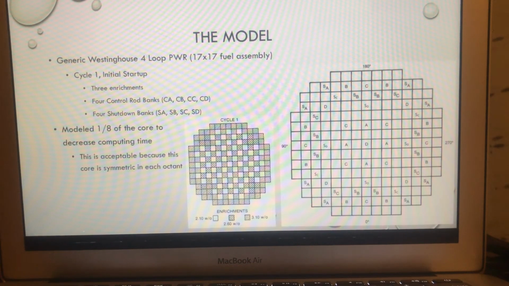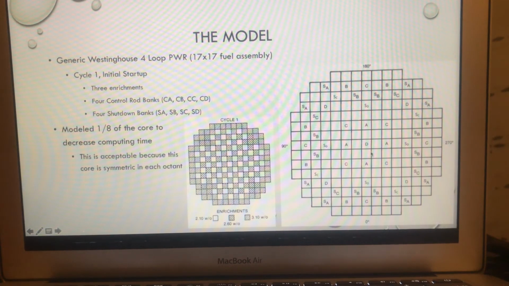Control banks are banks that can generally be inserted during operation, especially control bank delta, which is moved in and out occasionally in operation to control power. Shutdown banks are not inserted during operation. They're just there to be able to safely shut down the reactor in the event that they need to shut down fast. So as you can see here, this is where in the reactor these different banks are located.